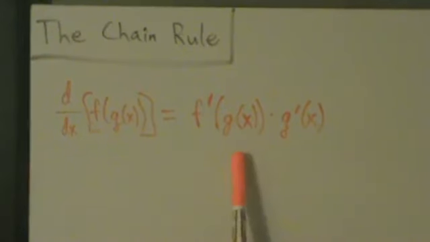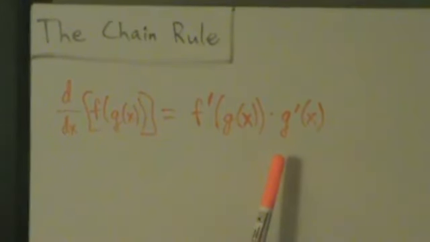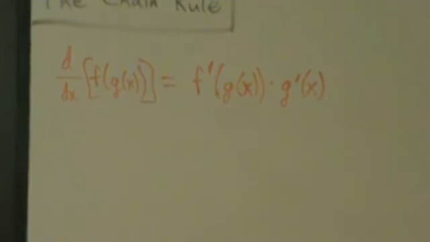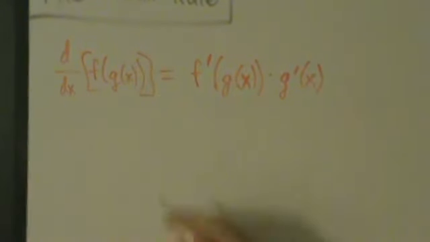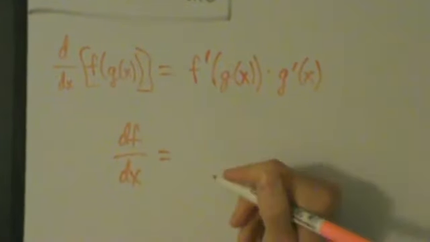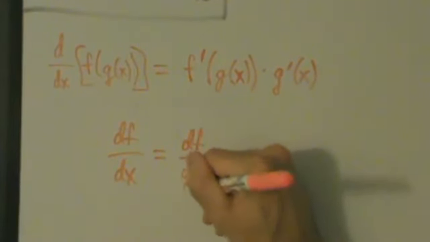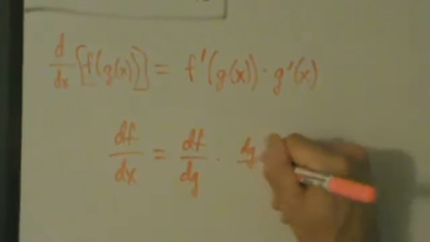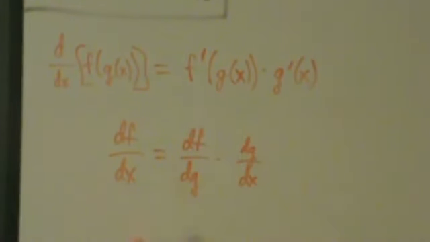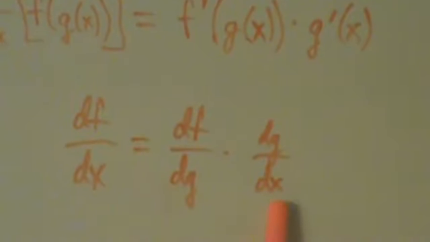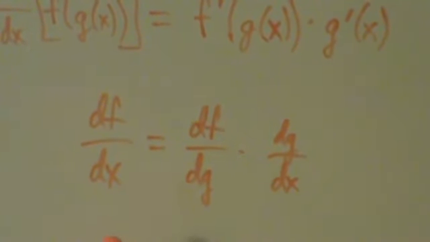It's kind of strange if you've never seen it before at all, but we'll do a lot of examples with this in the next few videos. Before we prove this real quick, let's go ahead and see some other notation here. Another way to express this is df/dx equals df/dg times dg/dx. So the derivative of f with respect to x is the derivative of f with respect to g times the derivative of g with respect to x. So that's another way of thinking about the chain rule here.